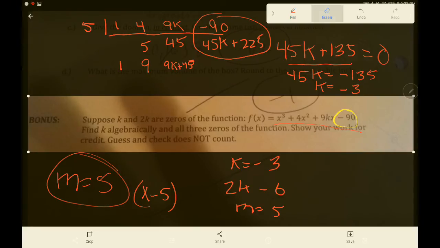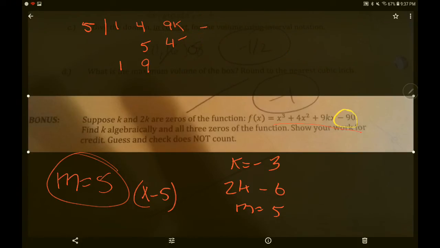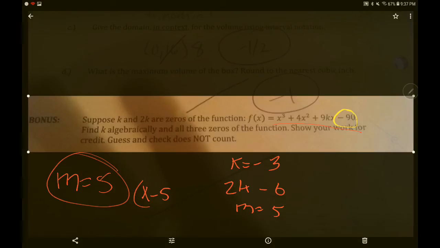Now, just to check, let me erase this. You can always go back in the video and see what we did. We use a little math logic to know that the final term of our generalized expression would be negative 2mk squared, and that has to equal negative 90. From that, we know for sure that m equals 5. Then with a little synthetic division, you can do that with polynomial long division also, we find that k has to be negative 3, and therefore 2k is negative 6. And those are the 3 roots.